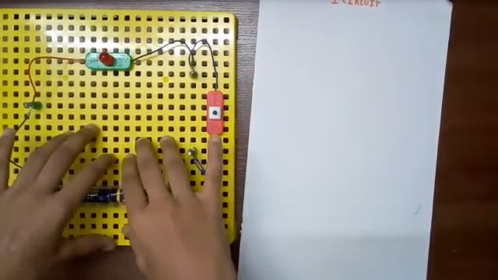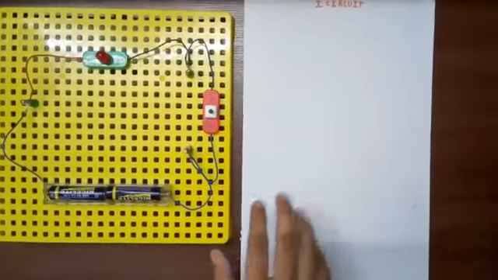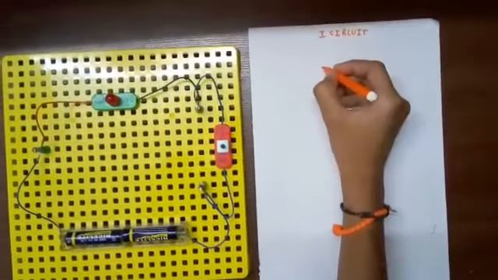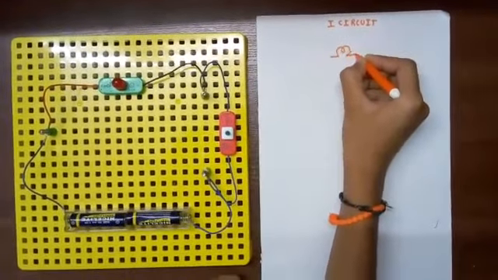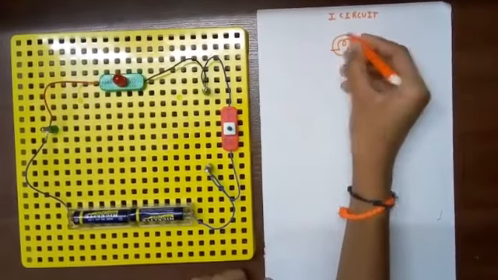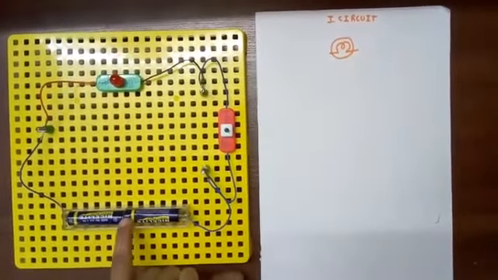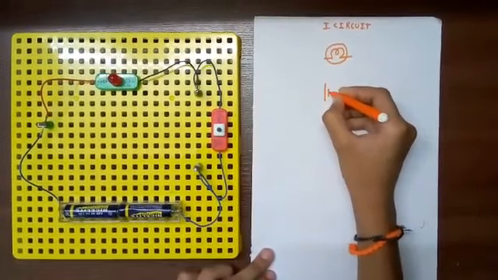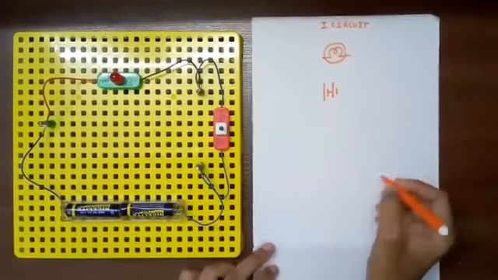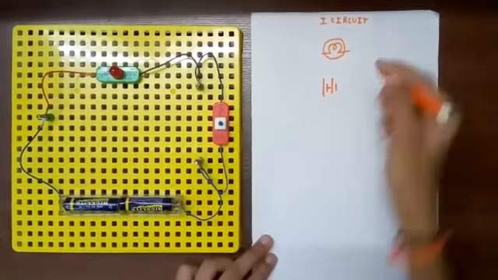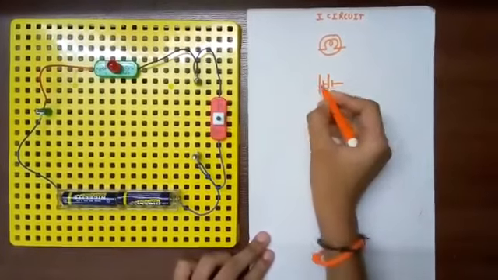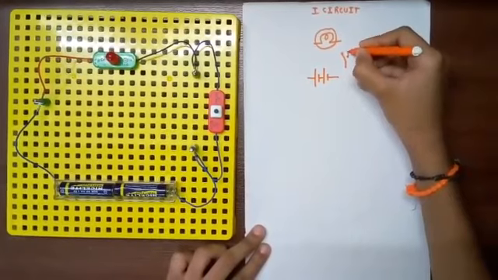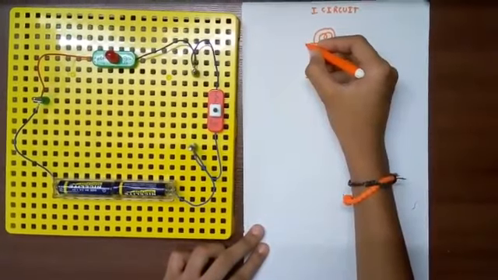Now the circuit diagram for this one is as follows. First, the symbol of this bulb is this one. Next, the battery. There are two cells, so we should draw it in this way. A battery and a switch. This is in off position, so in this way. Now connect everything with the connecting wires.